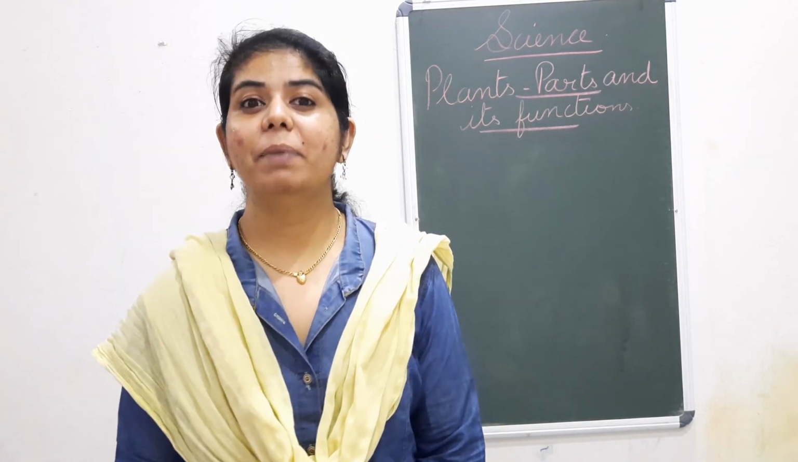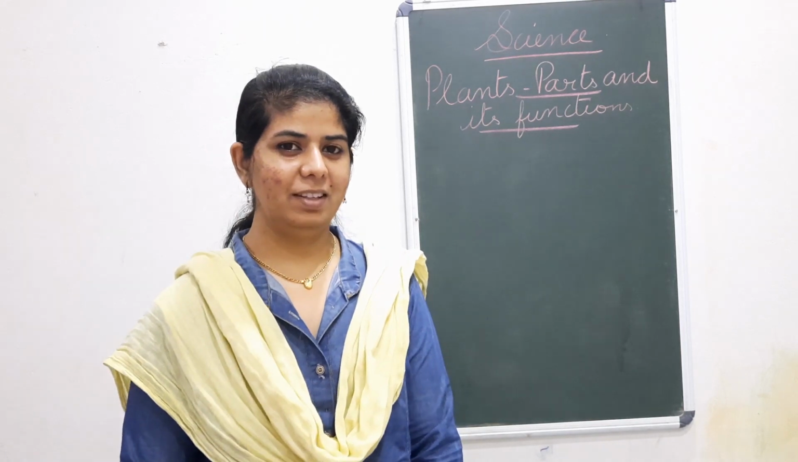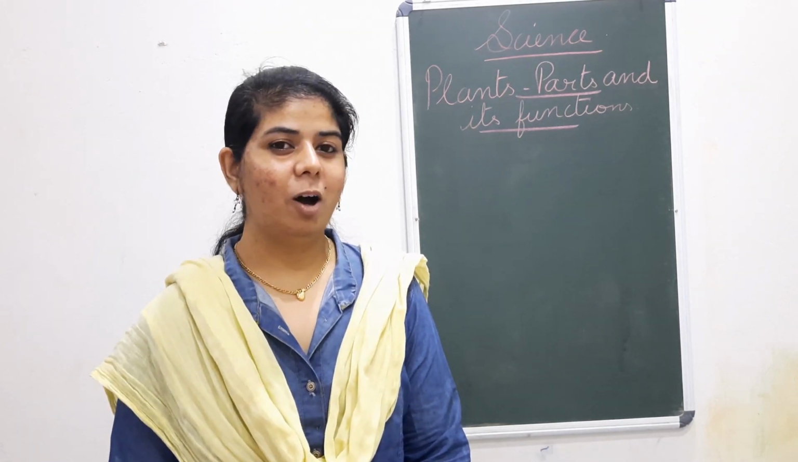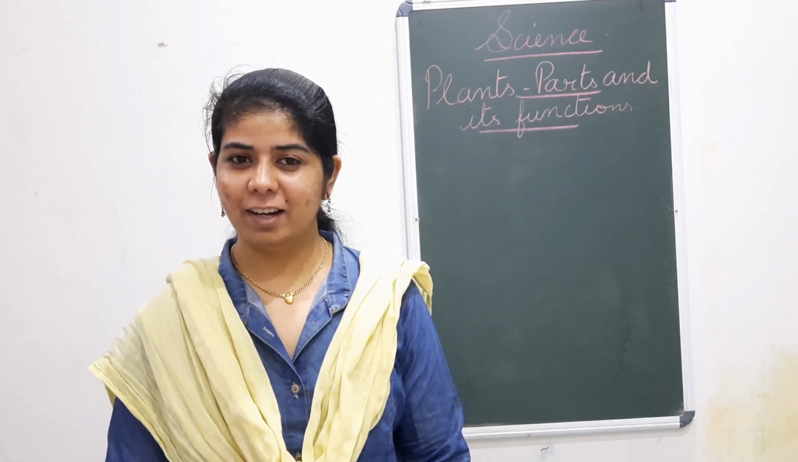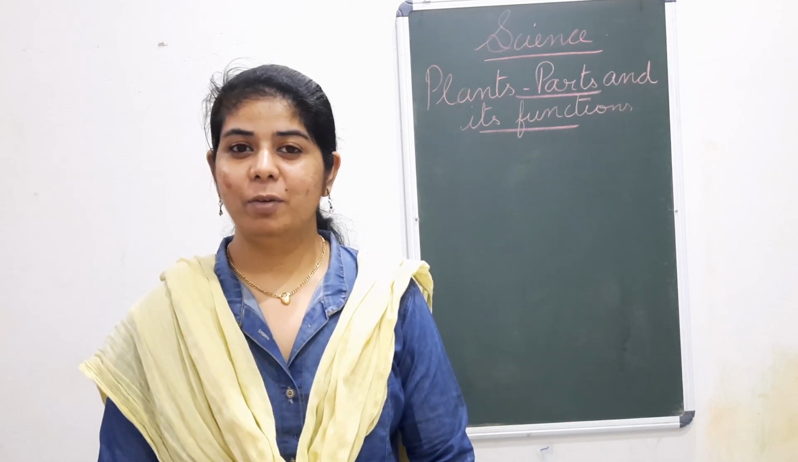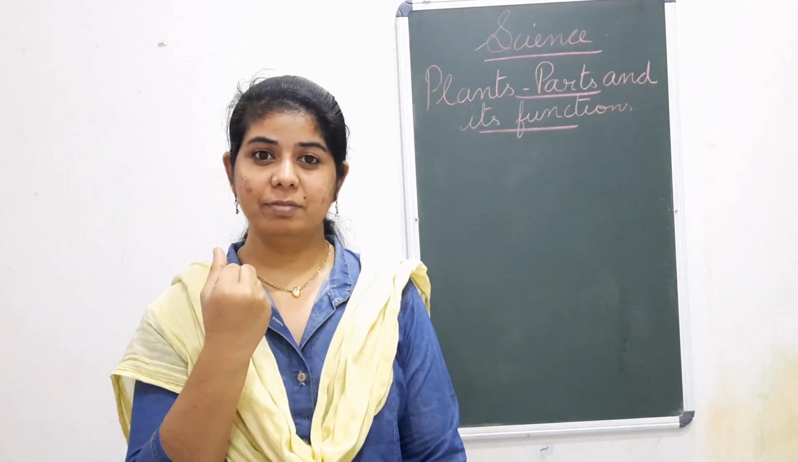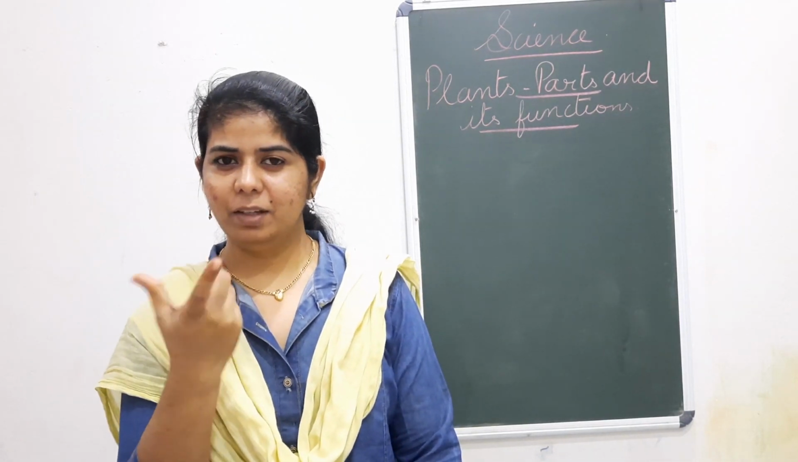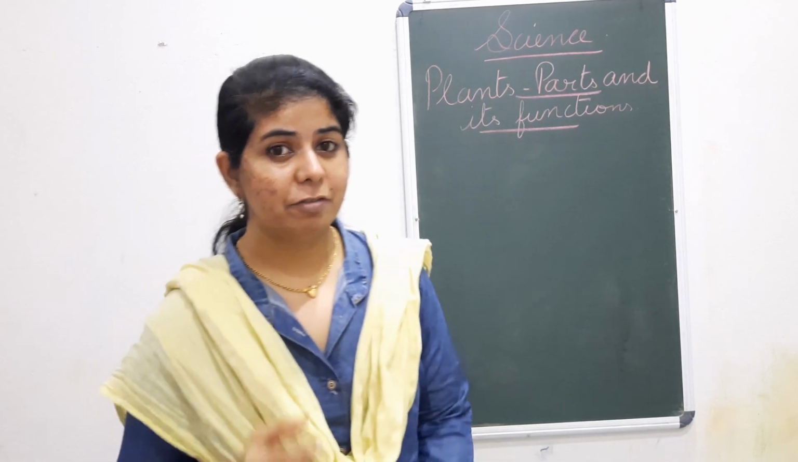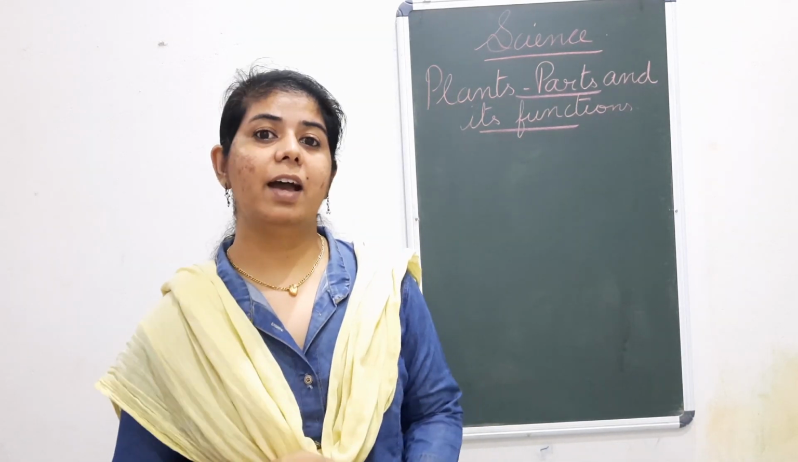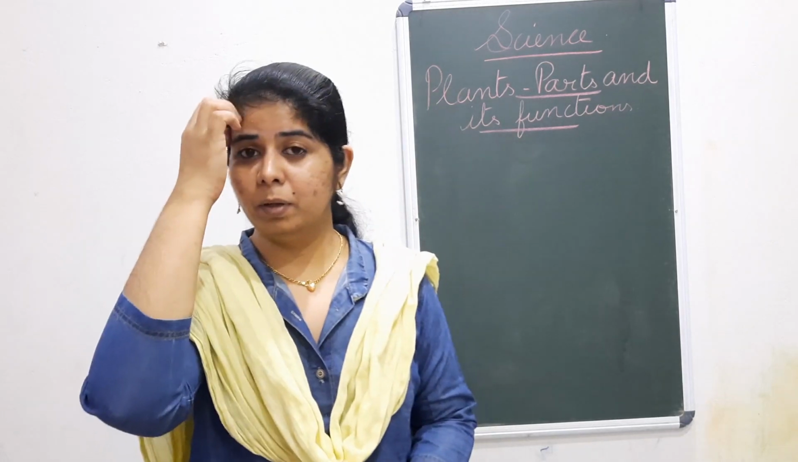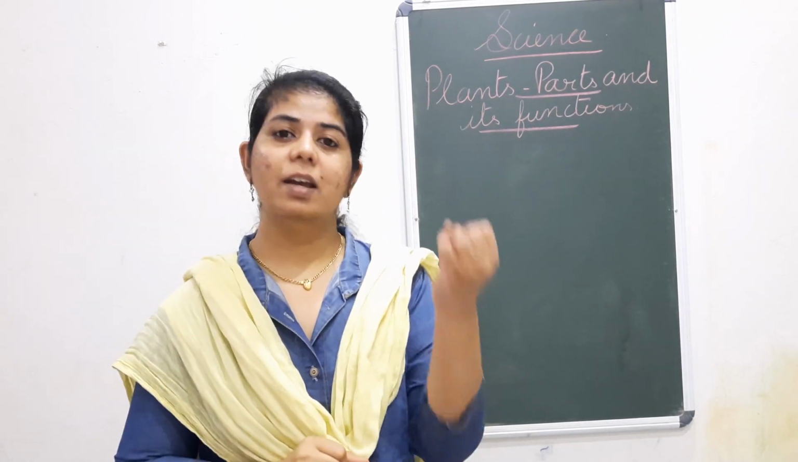Chapter 5, Plant, Parts and their Functions. I hope all of you have observed your garden and found out the different types of plants, then the different types of leaves and the parts of a leaf. And we have also studied the function, that each part has its own duty to the plant, isn't it? The root.